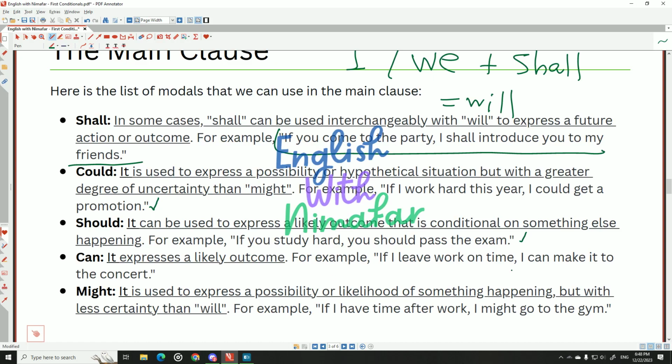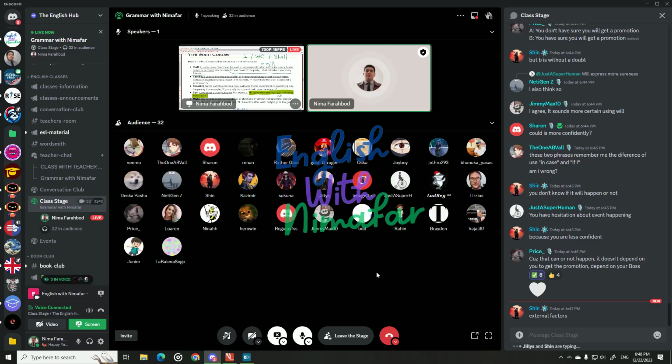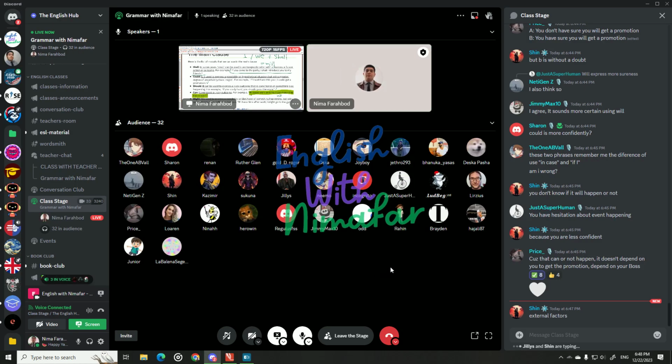For example, look at this sentence in my PDF. Let me highlight it. If I leave work on time, I can make it to the concert. And if I leave work on time, I will make it to the concert. Tell me the difference, please. Again, I can make it to the concert. I will make it to the concert. We know "will." If we say that, for example, we are sure about it, we will do it.